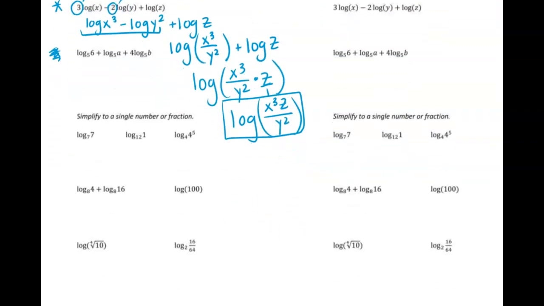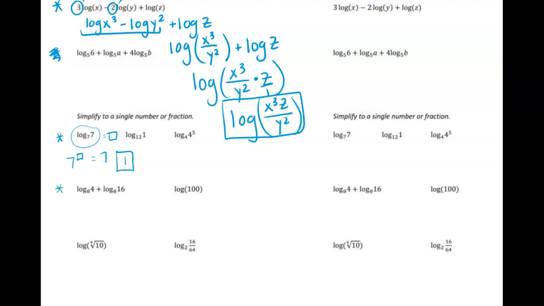Now some simplifying. So for these types, I would rewrite it kind of in an exponential form. So log base 7 of 7 is saying 7 to what power? Think of an equal sign here. Equals 7. So it's just 1. The other ones work similarly.